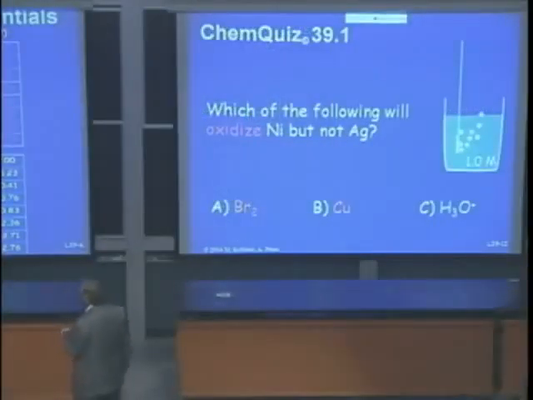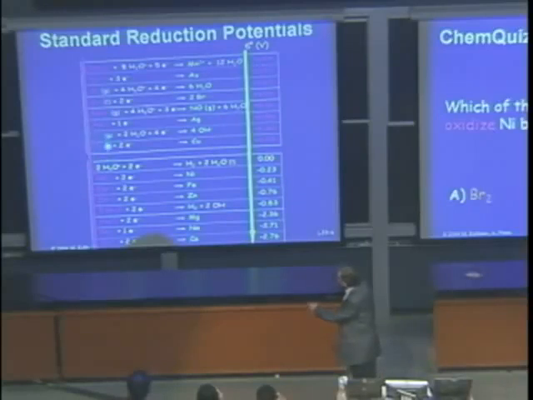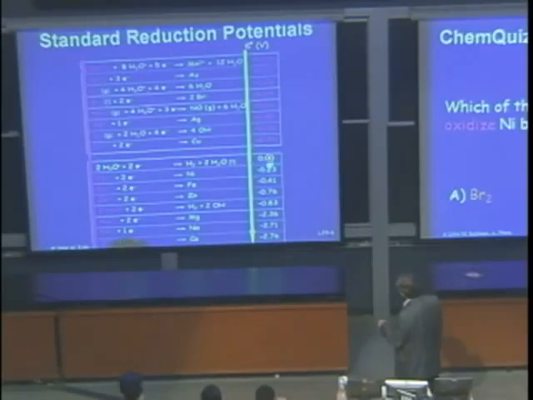Copper, we have already in a reduced form. It's not an oxidizer. Copper 2 plus would be an oxidizer, but not copper metal. So this I can already eliminate. Now we have the only one, which would be reduced in order to oxidize nickel. This works. This is 0, and this is 0.23 volts. So this goes in this direction, and the nickel goes in this direction.